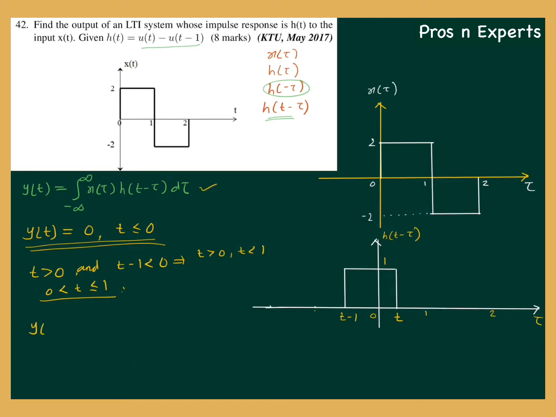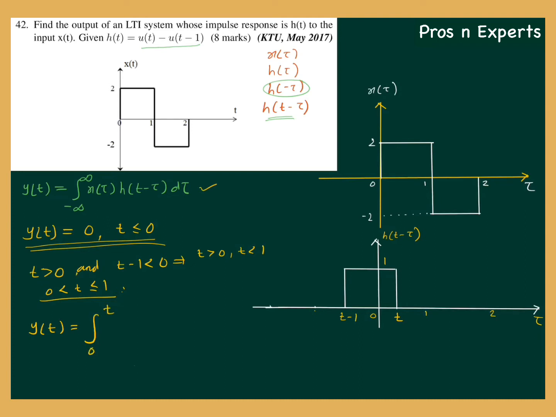So what is the output there? y of t equal to integral. What should be the limit of integration? Carefully note that the two signals give a non-zero product only within the interval 0 to t, right? Beyond 0, this signal is 0, and after t, this signal is 0. So these two signals are overlapping in this interval 0 to t.